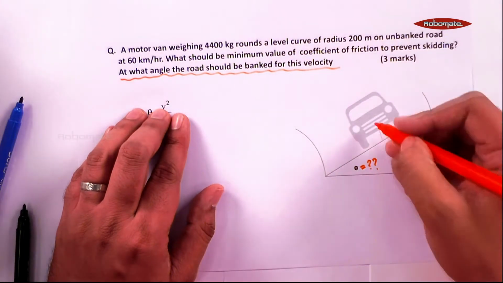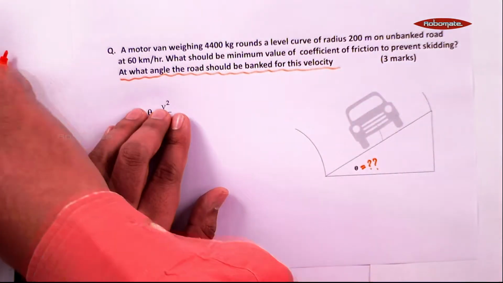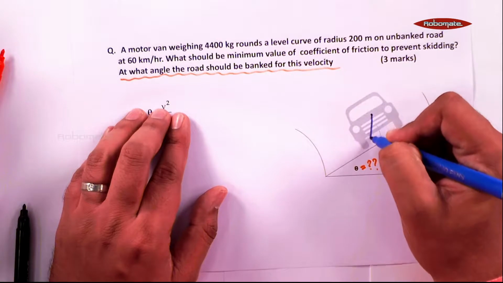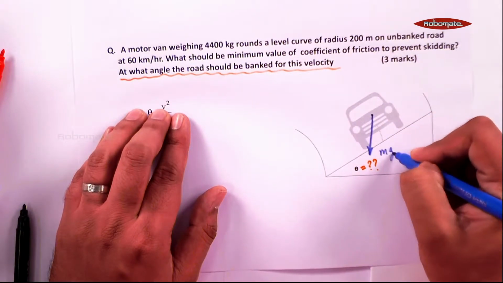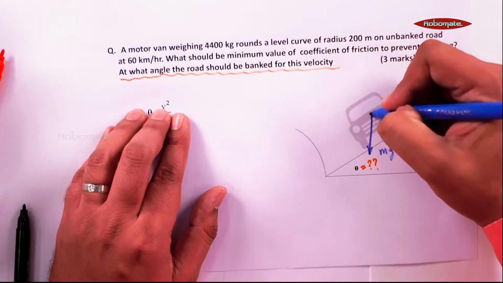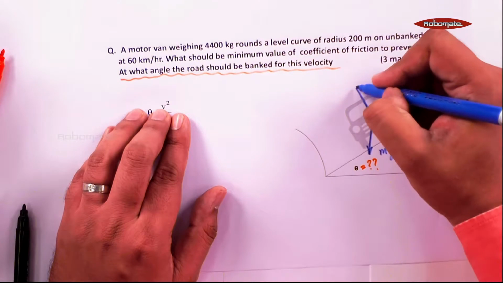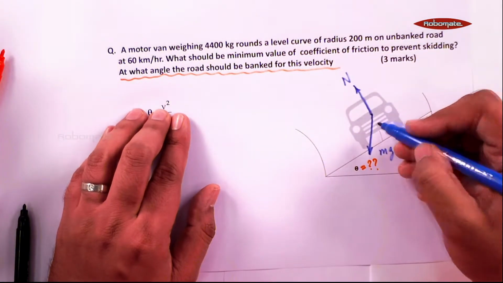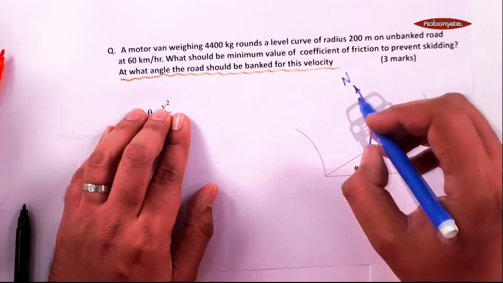Now what are the forces acting on this vehicle? If I again consider the center of gravity and resolve the forces, the first thing I understand is the weight, which is going to act vertically downwards. The normal reaction is going to act in the direction perpendicular to the road surface. So this is the normal reaction. Is there any friction? No. It was there first.